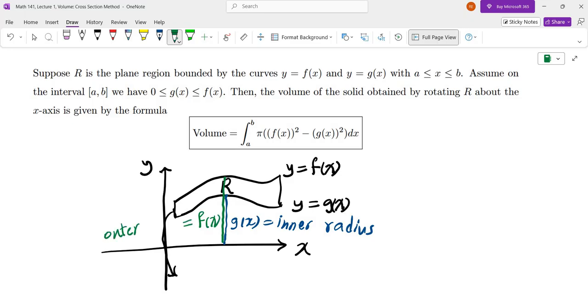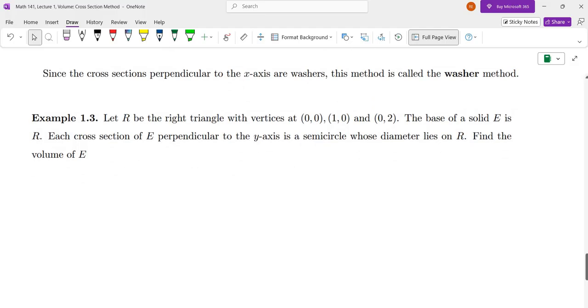And we can find the area of each cross section by taking pi times the outer radius squared minus pi times the inner radius squared, and then integrate. So this would give us the formula, and the limits are assumed to be a and b. This is the formula for the volume, and this is called the washer method because those cross sections are washers. One last example, and then I'm going to summarize what we did.